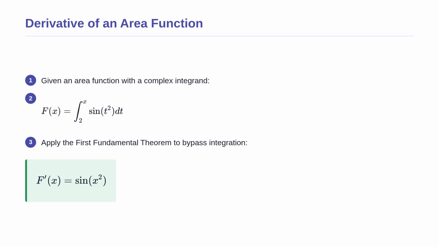We simply take the upper boundary variable x and plug it directly into the inside function. The final answer is simply sine of x squared. The theorem turns an impossible problem into a trivial substitution.